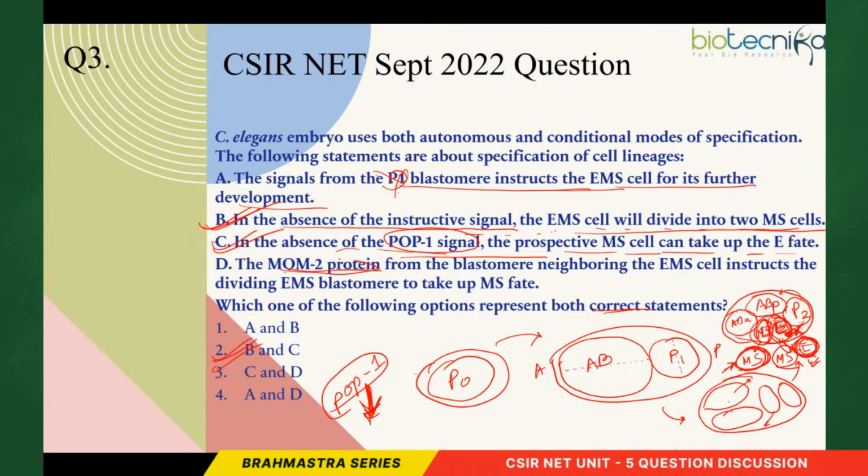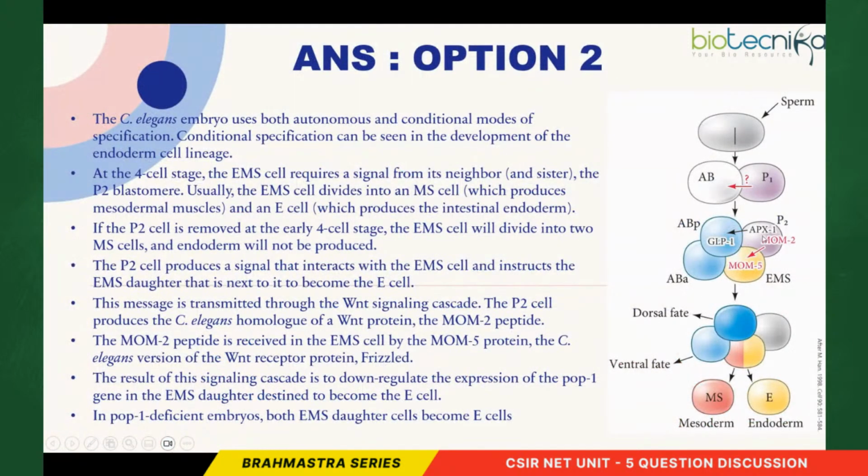MOM2 protein is the signal released from P2 neighboring the EMS cell. P2 present near the EMS cell instructs the dividing EMS cell to take up the MS fate. So this is again not correct. Just now I told you it would instruct the dividing EMS cell to take up the endoderm fate and not the MS fate. Very good, nature. Your answer is correct. Okay.